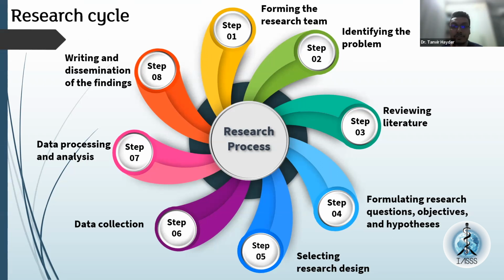So how does it start? First of all, you have to form a team. Then you have to identify a problem that you want to research about. You have to do a literature review. You have to formulate your research questions, objectives, and hypotheses. And after that, you have to select an appropriate design for your research. And then you have to collect data, then process and analyze that data. And after that, writing and dissemination of whatever you have found. So this is, in brief, the various steps of research.